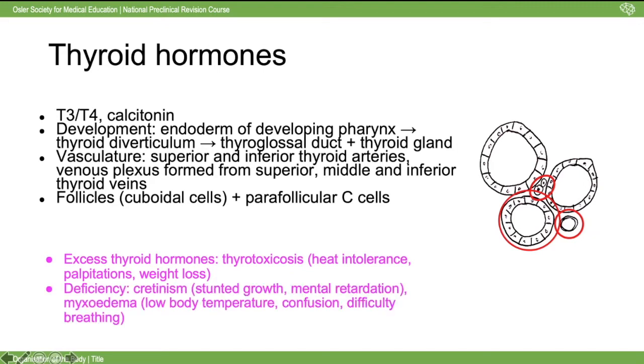If you have hypothyroidism, a deficiency in the thyroid hormones, then that leads to cretinism, where you have stunted growth and mental retardation. And if you have very severe hypothyroidism, that leads to myxedema, where you'll have low body temperature, confusion, and even difficulty breathing. Myxedema, again, is a very confusing term because not only does it mean severe hypothyroidism, but it also refers to a skin condition you can sometimes get on your legs in both hyper and hypothyroidism. So that's just something to bear in mind if you ever see that word.